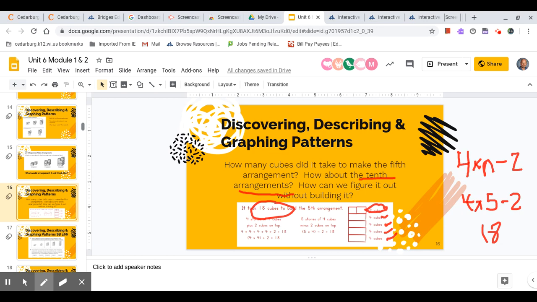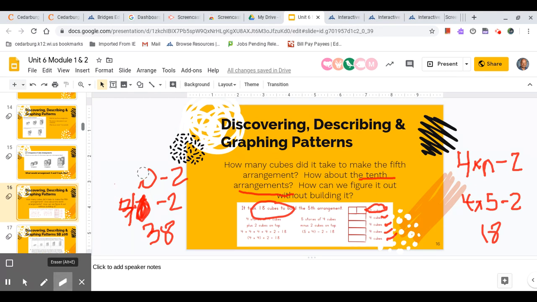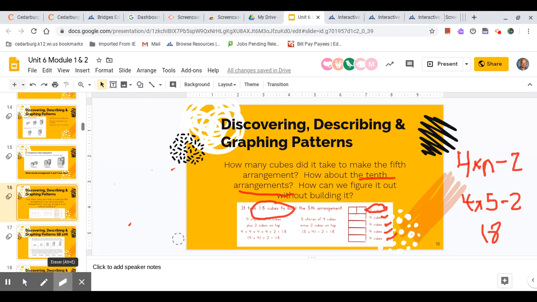So how many cubes would we need to make the 10th arrangement? Go ahead and figure that out. So you would have put 4 times 10 minus 2. That was 38 minus 2. And that would, oh, I'm sorry, 40. Mr. Keller makes mistakes. 40 minus 2, and then that equals 38. There you go, 38 cubes. Is that the number you came up with? Hopefully it wasn't 36 like I was just getting ready to come up with. Sometimes my brain works faster than my hands.